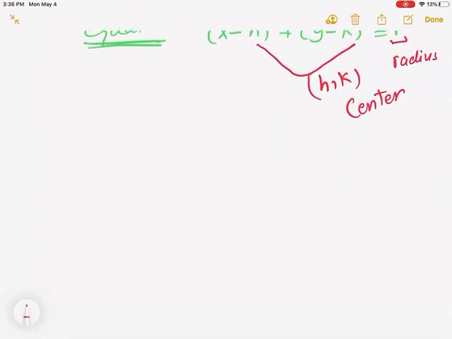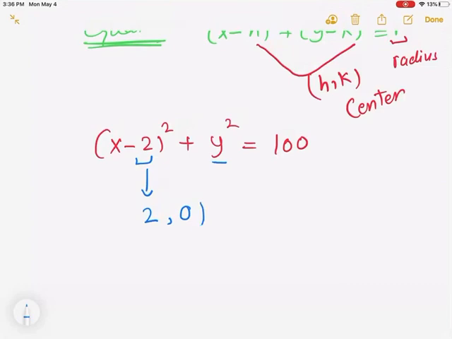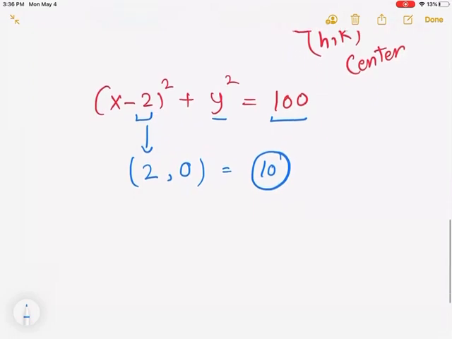Let's say I have (x minus 2) squared plus y squared equals 100. What's the center point? Basically, you take the opposite of the number that goes in the parentheses, so this is going to be 2. Since there's nothing attached to y, I would say it's 0 for that. So the center point is at (2, 0). This is r squared, so what's the radius length? Just take the square root of that number, so the radius would be 10. Here you go, all set.